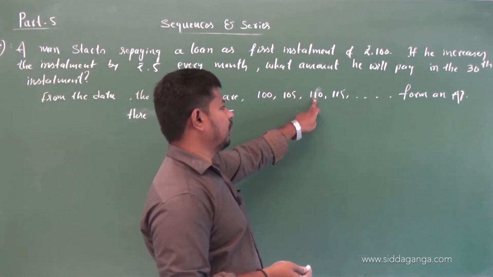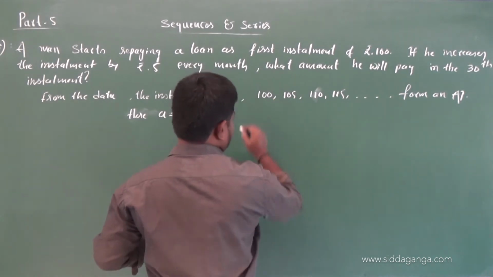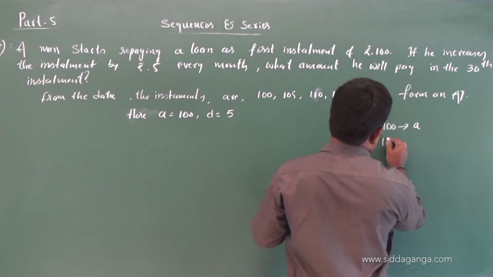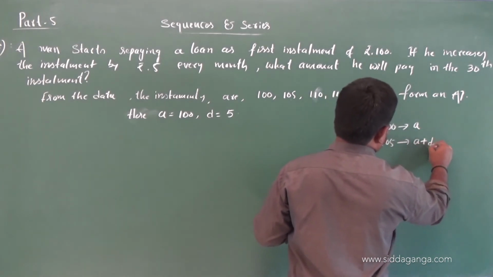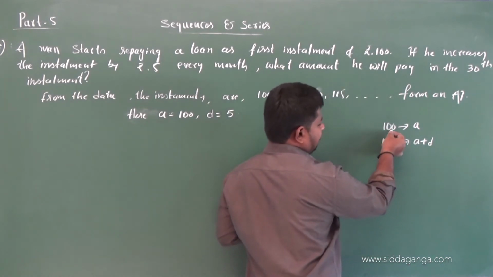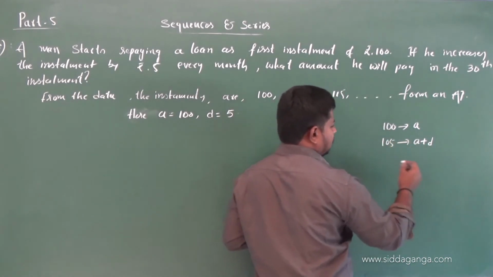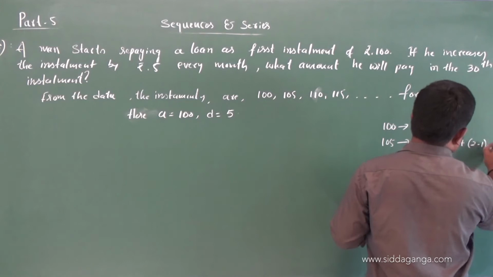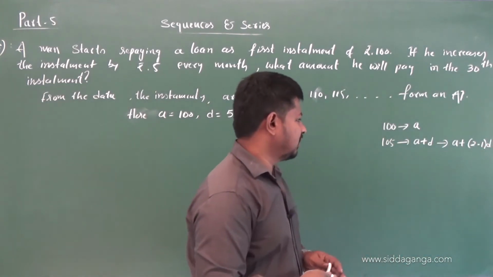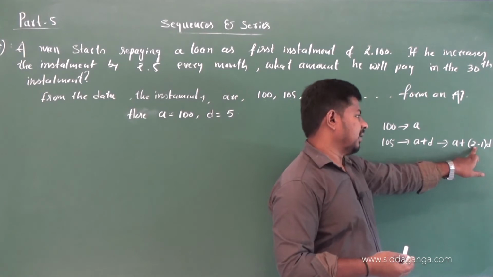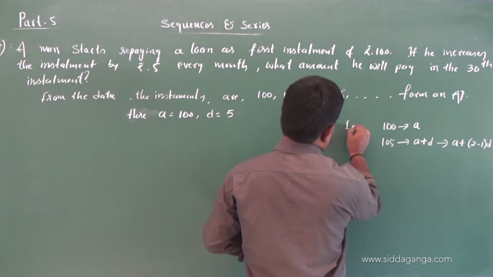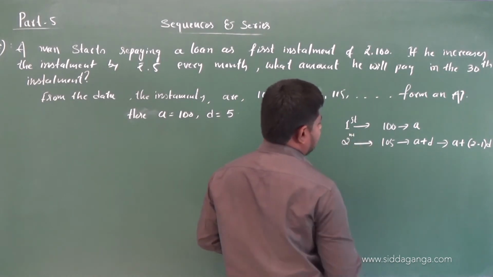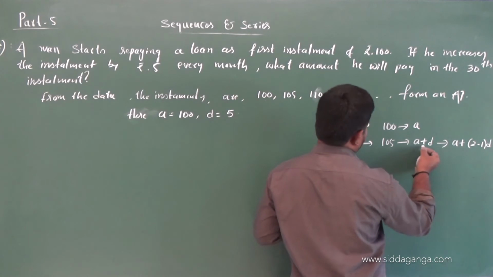Third term becomes A plus 2D. So observe here, 100 is A, 105 is A plus D. This is the first term, this is the second term, A plus 2D. A plus D I can write as A plus 2 minus 1 into D. So the second installment I can write as A plus (2 minus 1) into D. This is the first installment, this is the second one. In case of the second installment, the amount will be A plus D, meaning A plus 2 minus 1 into D.